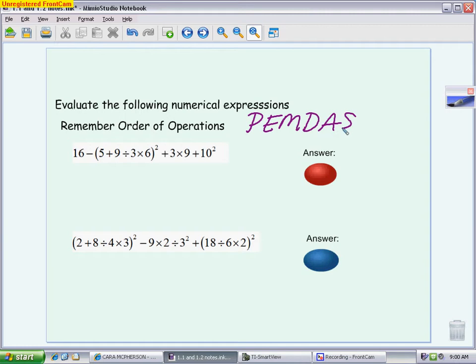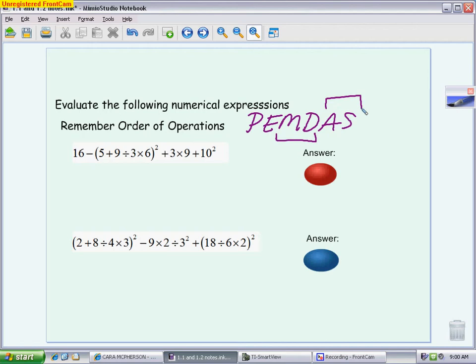E stands for exponents. M and D, multiplication and division, are together because they're equal. Whichever comes first, you do first. So you don't necessarily look for multiplication first. You look for which one comes first when you read it left to right. Same thing with the A and the S for addition and subtraction. They are equal, meaning whichever one comes first, you do it first.